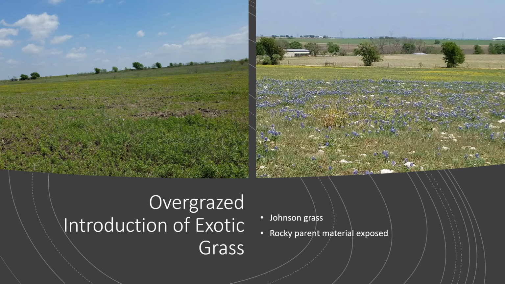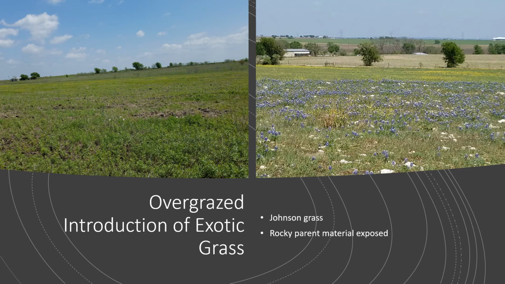Today this is more typical of what you might see. These are indicating overgrazing as well as an introduction of exotic grasses. Kind of hard to determine at this stage, but on the left-hand picture, the Johnson grass is the predominant grass. And on the right picture, it's grazed down so low you can see the rocks of the parent materials peeking through the vegetation there.